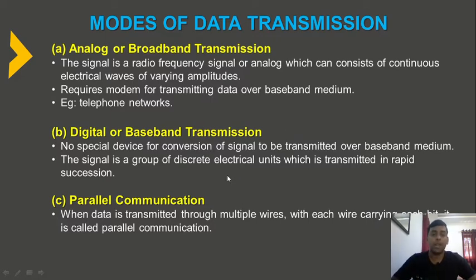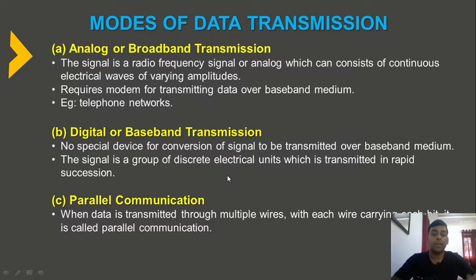It's just the opposite of analog. Digital means discrete. Digital signals are represented using discrete quantities like 1 and 0. There will be only two states, 1 and 0. No special device is needed for conversion of the signal to be transmitted over baseband. In our previous case, analog or broadband, we saw a modem is needed, but here in digital, no special devices are needed.